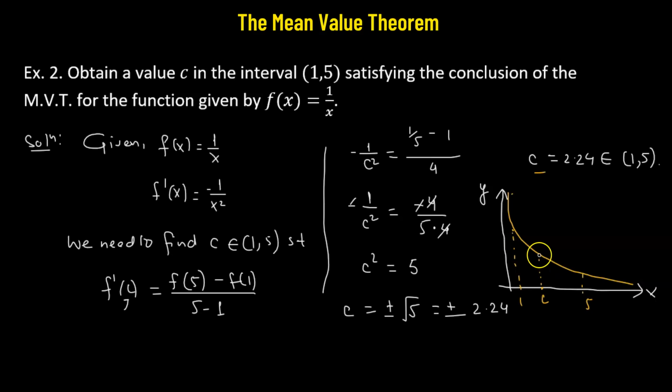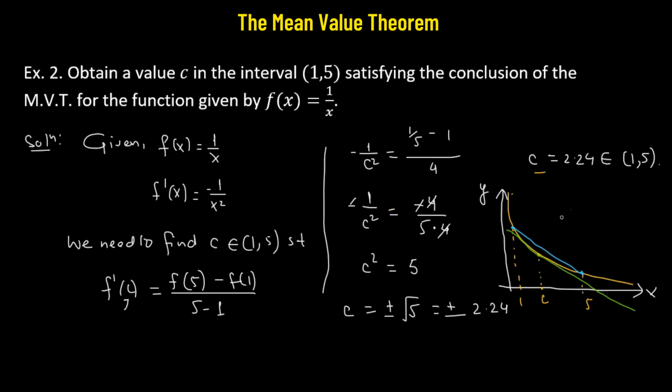And at this point, if we draw a tangent line to the curve, this is denoted by the green line. So this is going to be a tangent line. Its slope is exactly going to be equal to the slope of the secant line. The secant line can be obtained by joining the endpoints, that means the points f of 1 and f of 5. So the slope of the green line is exactly equal to the slope of the blue line. So this is what the mean value theorem states.